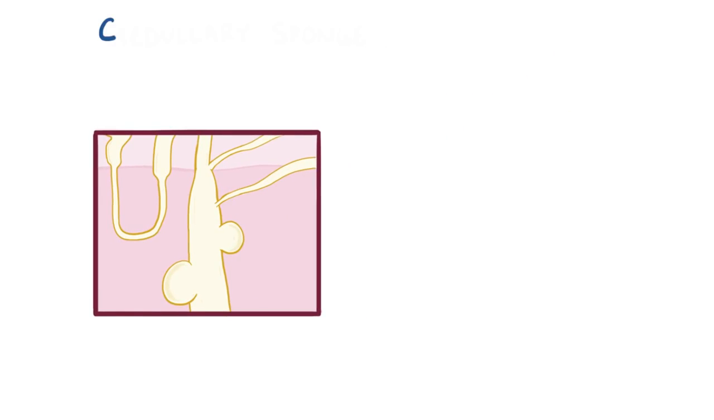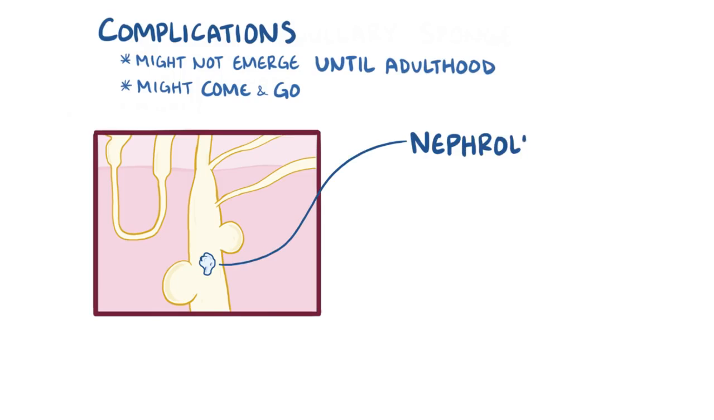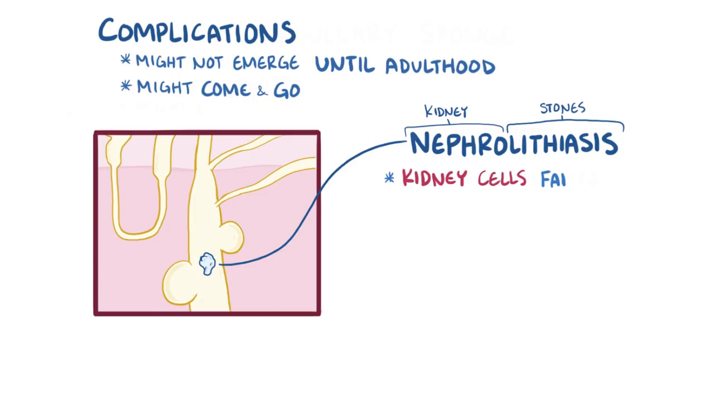Even though medullary sponge kidney is present at birth, sometimes complications don't pop up until adulthood, and even then they might come and go. The most common one is nephrolithiasis, or developing kidney stones, which are made of calcium phosphate or calcium oxalate. These form in the collecting ducts and surrounding tissue, and these result mostly from a failure of the kidney cells to properly reabsorb or secrete solutes, which ultimately results in stone formation.